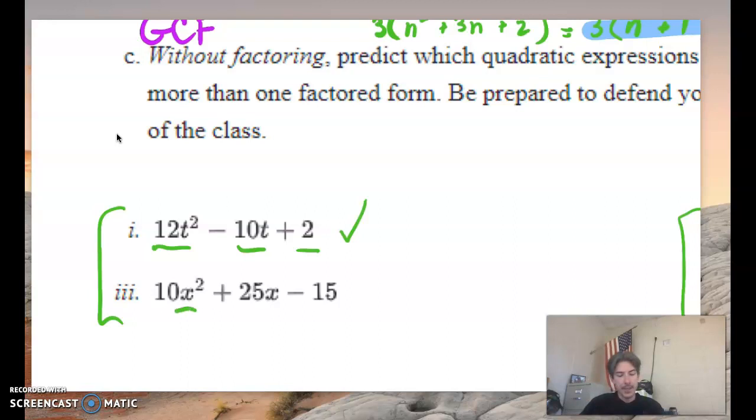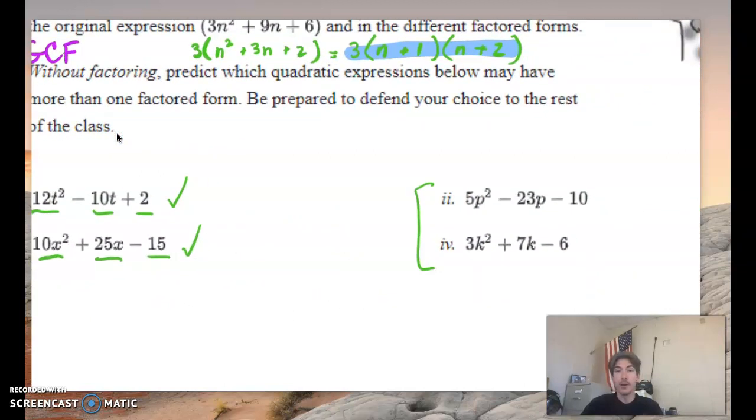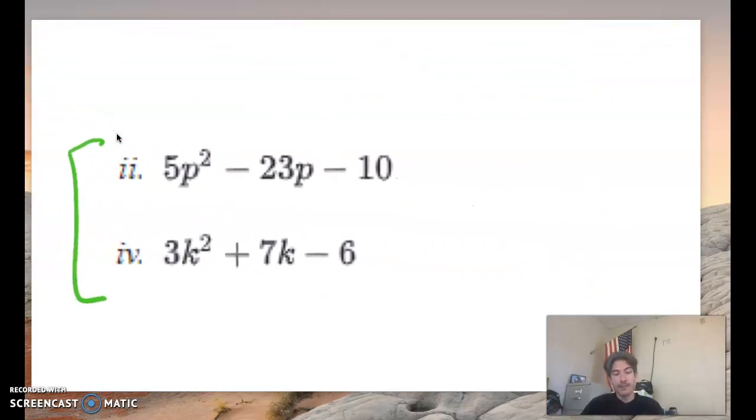What about 10, 25, and 15? Do they have any factors in common? Yeah. What is it? It's 5, right? So for sure that one's going to have more than one factored form. What about 5, 23, and 10? Well, 5 and 10 do, but 23 is prime. It's got to be common to all of those terms.